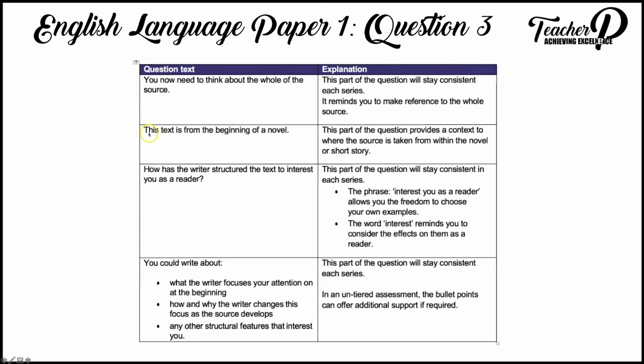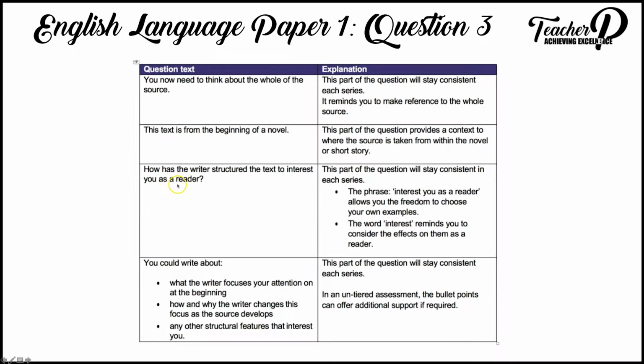The question will always tell you as well as where the extract has come from, i.e. this text is from the beginning of the novel or the middle of the novel or the end of the novel. This part of the question provides you with some context as to where the source has been taken out from the short story. Remember, the unseen extract will always be a piece of fiction.